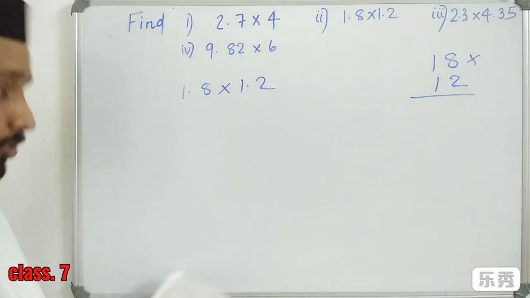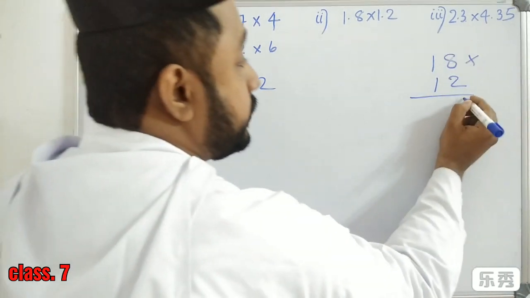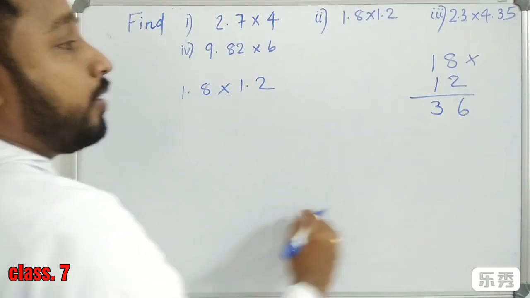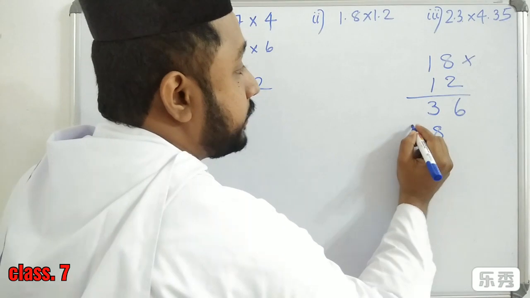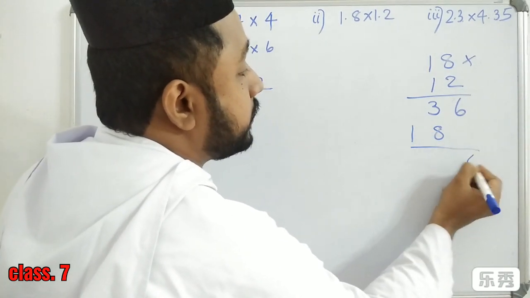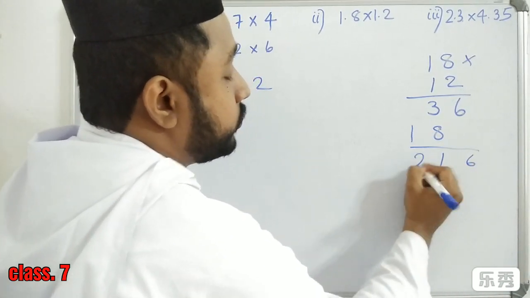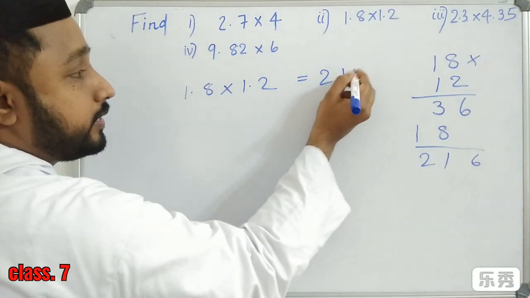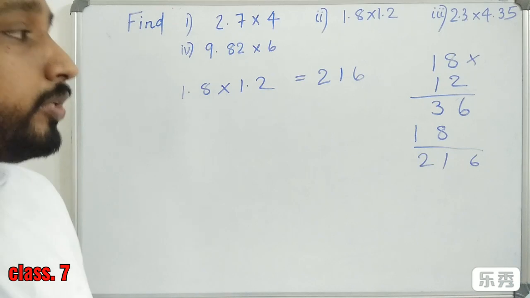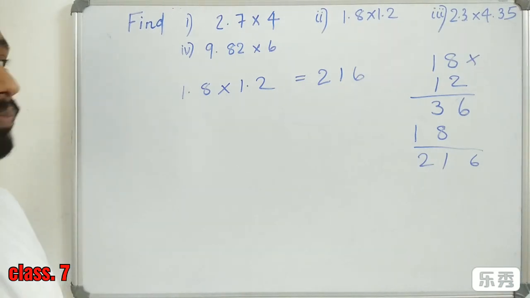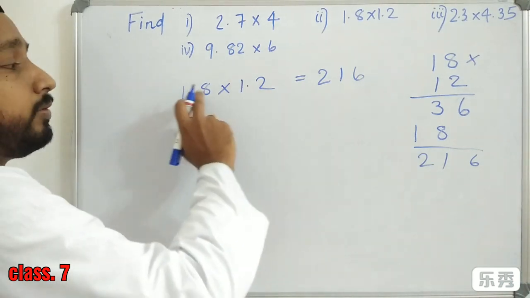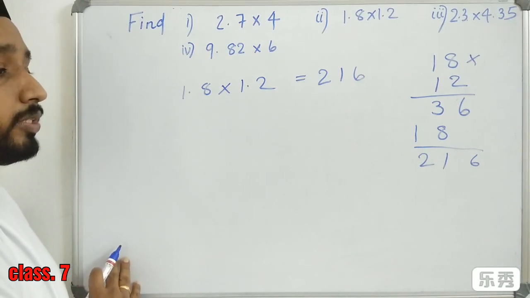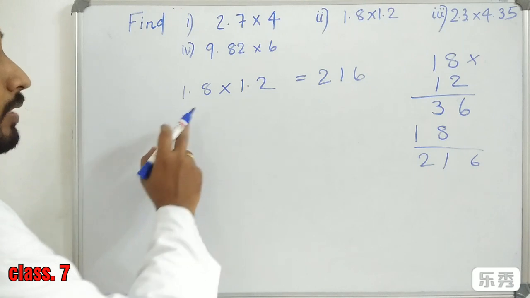So 18 into 12 means 18 into 2, 36. Then 18 into 1, 18. That is 216, which is equal to 216. So we multiply without decimal points. That is 18 into 12, which is equal to 216.